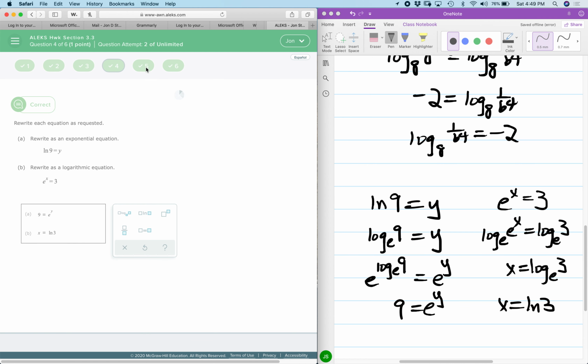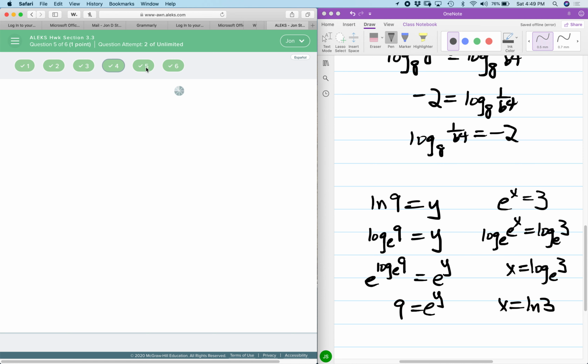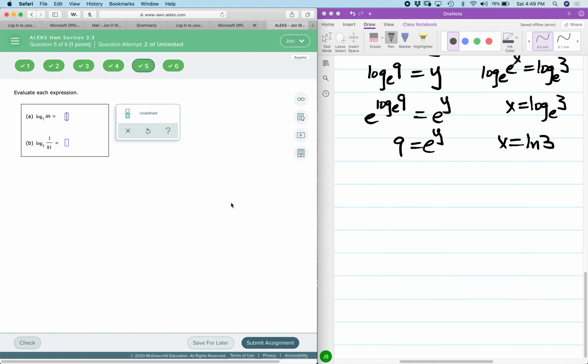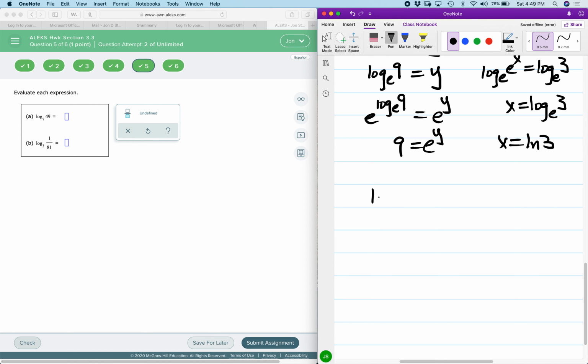Now, for number 5, we're looking at evaluating expressions. For parts A and B, we have the base 7 logarithm of 49. This can be reduced to a constant since 49 is both a multiple and a power of 7. 49 is 7 to the second, so the 7's cancel out, since you have matching exponential and logarithmic base. This reduces to the exponent, which is 2.